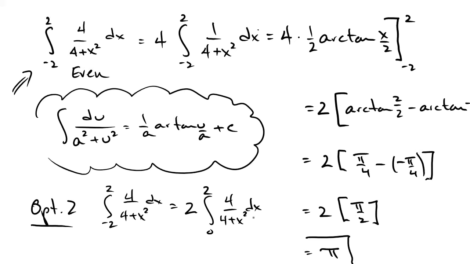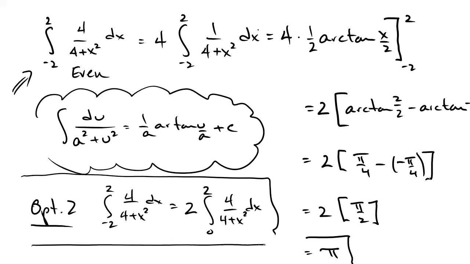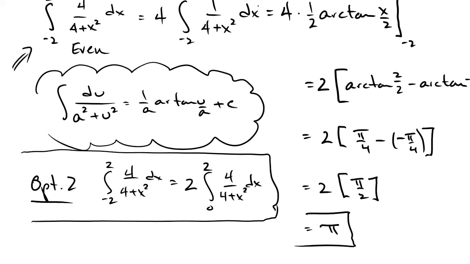The major reason to do something like that would be to make our evaluation a little bit easier. Sometimes it really makes sense to do that. Other times, not so much sense. I'm not sure we get a huge value added from doing that in this particular problem. Regardless, the answer that we're left with is pi.